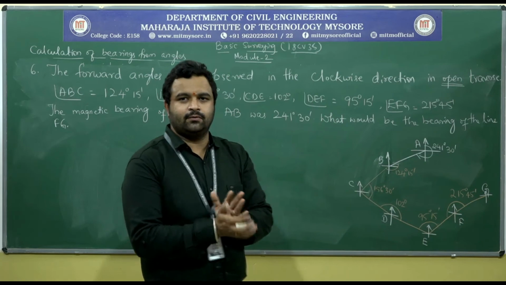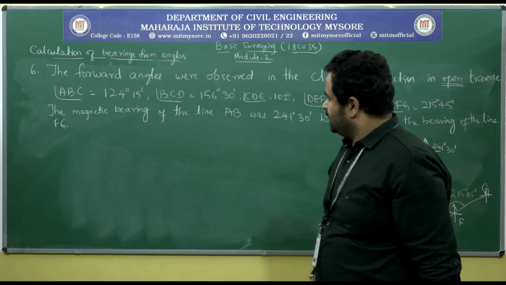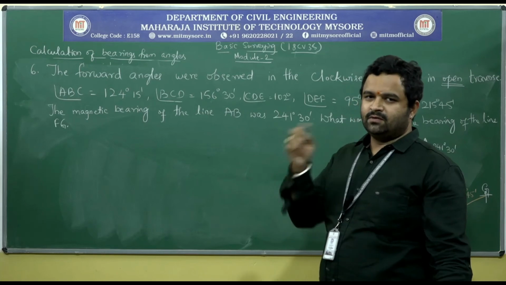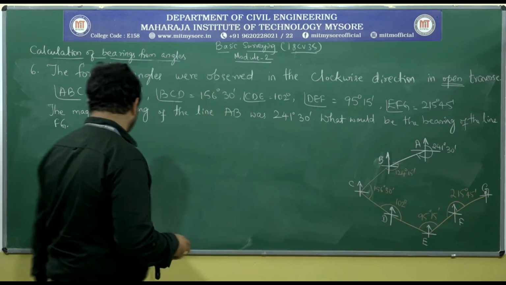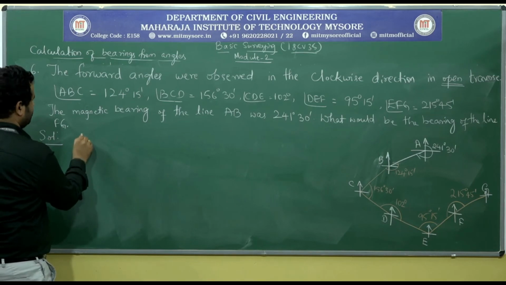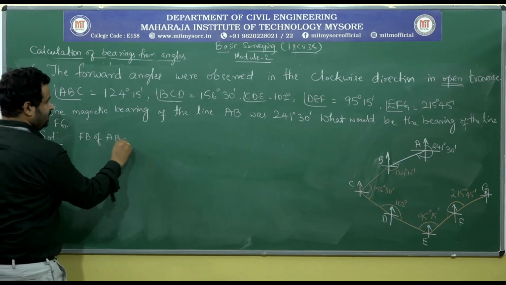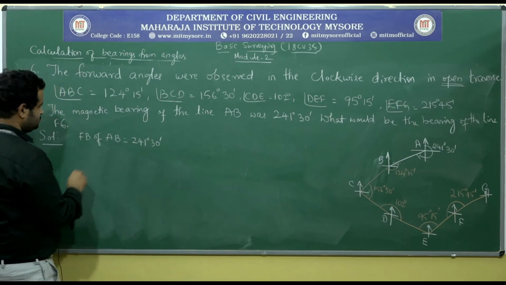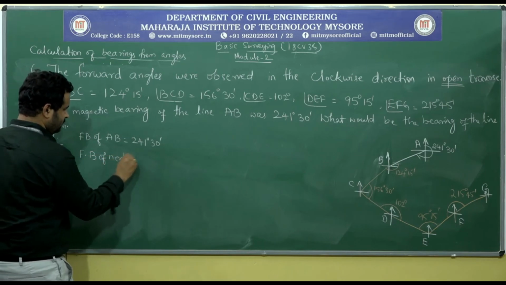So what is the formula, or what is the rule to be applied? To calculate the bearing of the next line, we have to add the clockwise angle plus the bearing of the previous line to get the bearing of the next line. Okay, first we shall write the formula. Before going to it, let us write the bearing of the line AB, given as 241 degree 30 minutes. So to calculate the forebearing of the next line, what do we adopt?